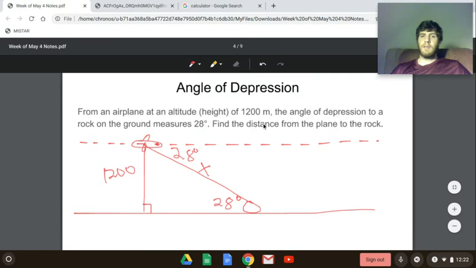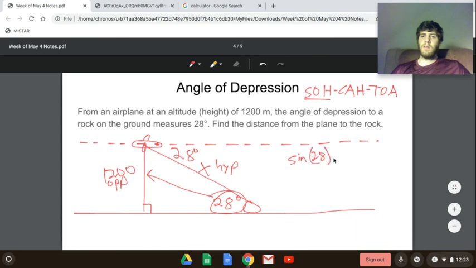Okay. And then again, we have SOHCAHTOA. We're solving for a side, so we're using the regular trig function. X is our hypotenuse. This is the angle in question. 1,200 here is across, right? So that's opposite. So we're going to use opposite over hypotenuse. That's going to be sine. So the sine of 28 is going to equal the opposite, 1,200, divided by the hypotenuse.